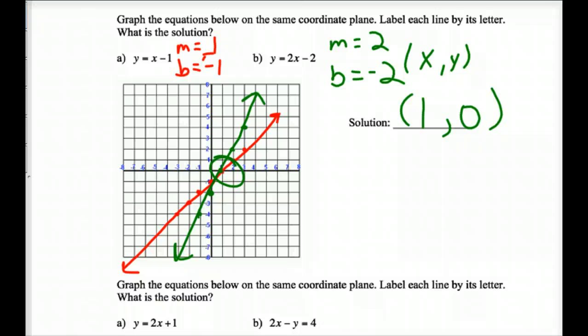The slope is change in y over change in x. A point is x comma y. So, guys, that's what happens 95% of the time. Everybody put your arms up in the air, like what happens. This is what happens 95% of the time, and the solution is the point of intersection.